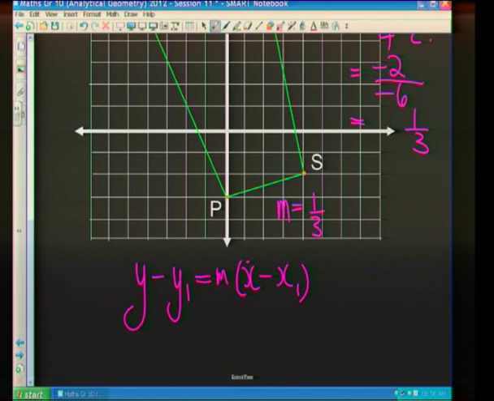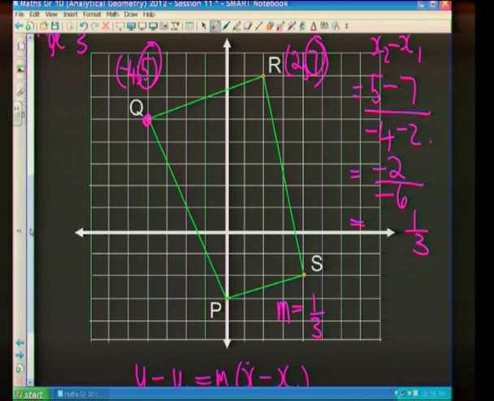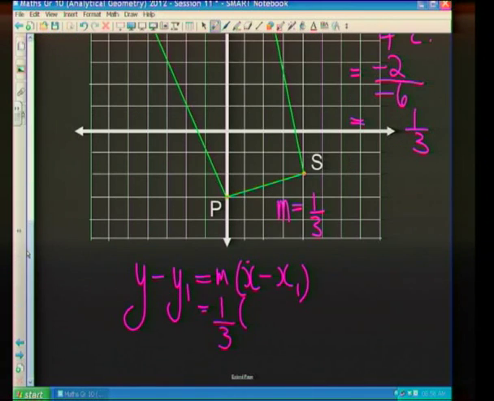And immediately I'm going to substitute in the gradient that I've just calculated, which is 1/3. Now, in the place of x1 and y1, I am going to substitute a point that lies on my line. It could be either one of these 2 points, Q or R. I'm going to use R because the coordinates are both positive, but it's really up to you. So it's x minus 2 and y minus 7.